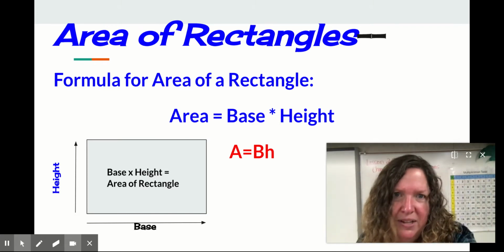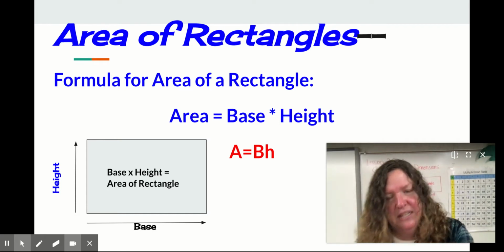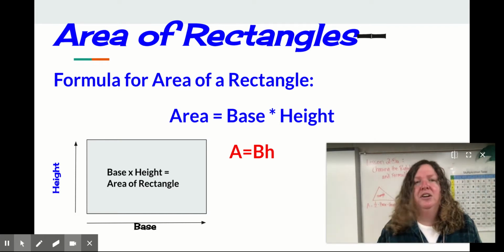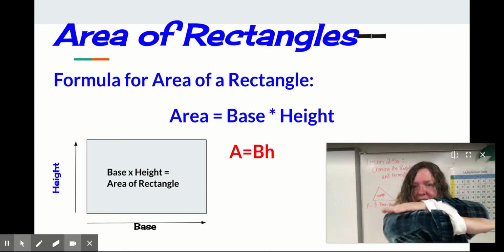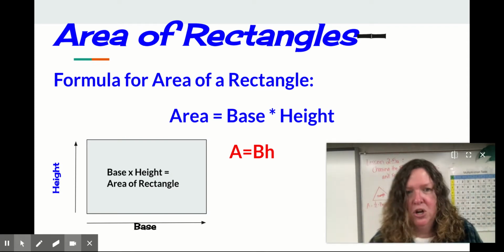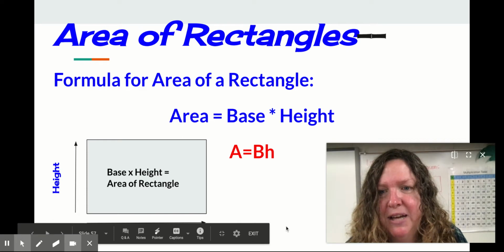Those are words that we used years ago. Now, starting in 6th grade and going on and on and on, we're going to use base, what it's sitting on, times height, how tall it is in the air. The area for a rectangle, base times height.